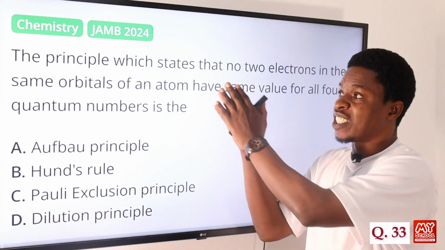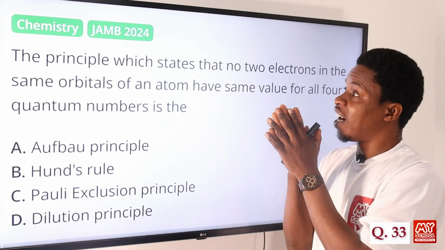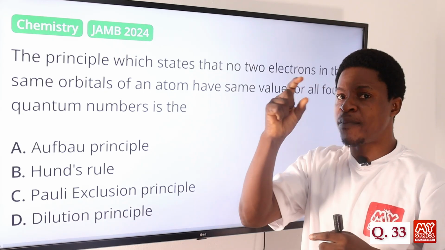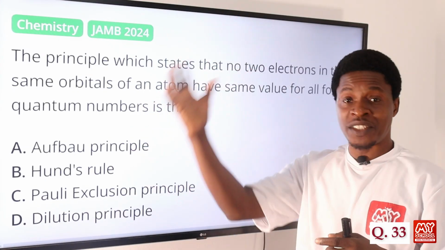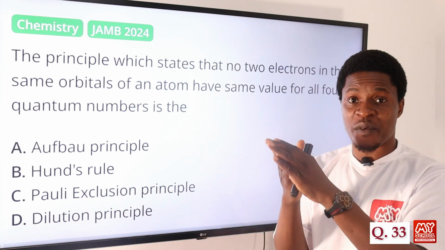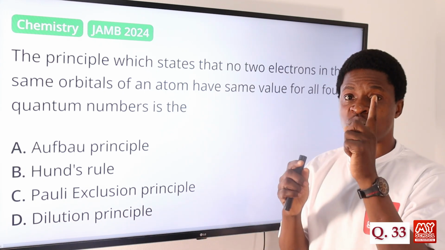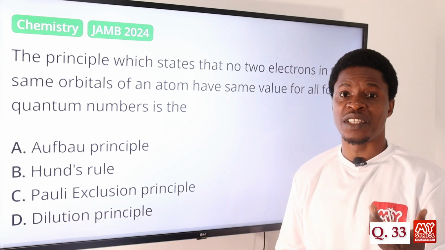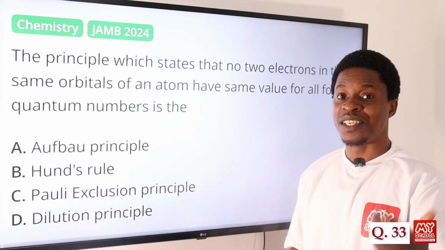So this principle is saying that there are no 2 electrons that can have the same values for all the 4 quantum numbers. It is not possible for you to have 2 electrons that have the same values for all of them. That was actually brought about by Pauli. That's why we call it the Pauli principle.